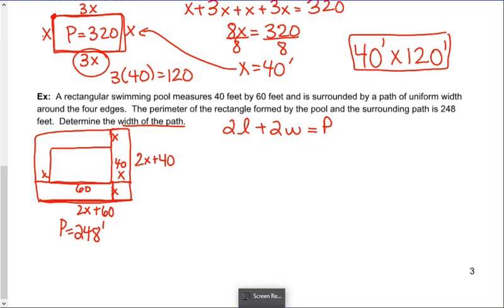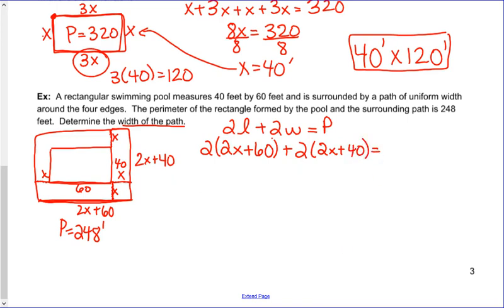You can definitely add up just like what we did before, but I'm going to condense it down a little bit. Twice my length, which is 2x plus 60, plus twice my width, which is 2x plus 40, is going to equal my perimeter, which was 248. And now I have my equation that I want to solve.